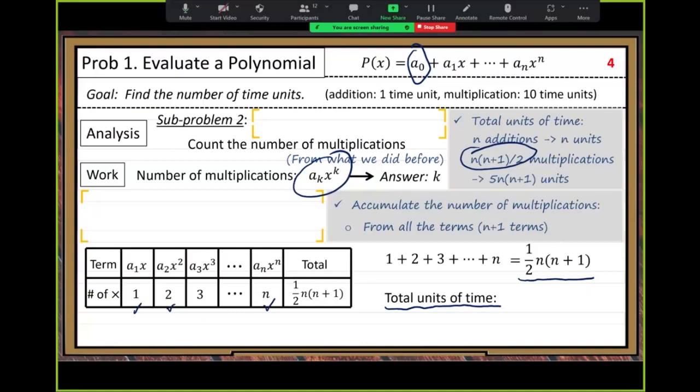So now we add up these two numbers to get the total number of units of time. After some simplification, we get this expression: 5n squared plus 6n units of time for the brute force algorithm implementation of polynomial evaluation. So that is the performance number we want to use for the comparison.